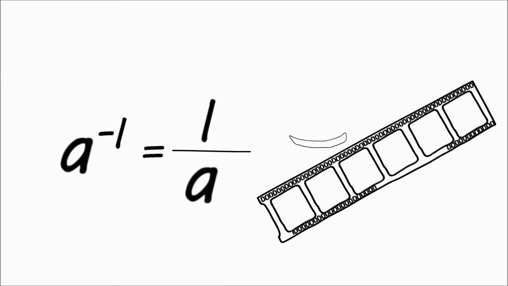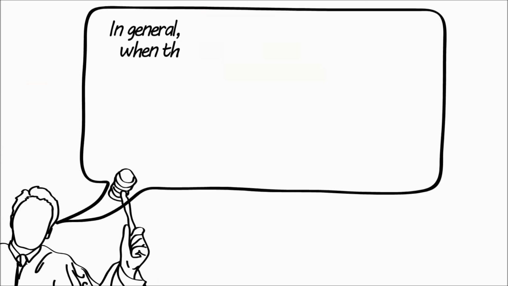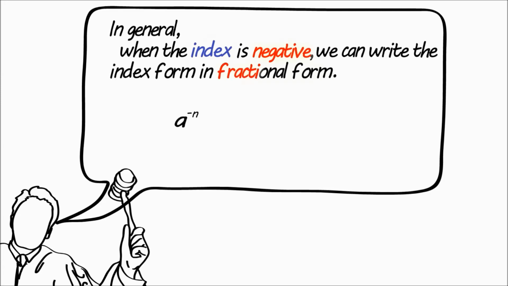1 over a is the fractional form. So a to the power of negative 1 is equal to 1 over a. In general, when the index is negative, we can write the index form in fractional form.